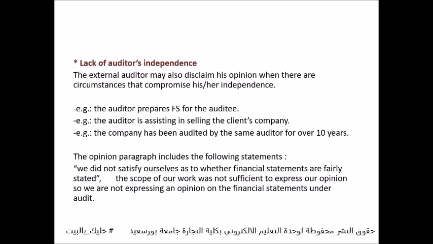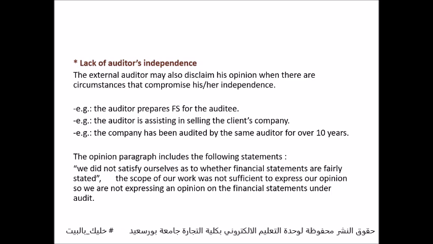The second circumstance which will lead the auditor to disclaim his opinion is the lack of the auditor's independence. The external auditor may also disclaim his opinion when there are circumstances that compromise his or her independence. For example, number 1, the auditor prepares financial statements for the auditee. Number 2, the auditor is assisting in selling the client's company. Number 3, the company has been audited by the same auditor for over 10 years.